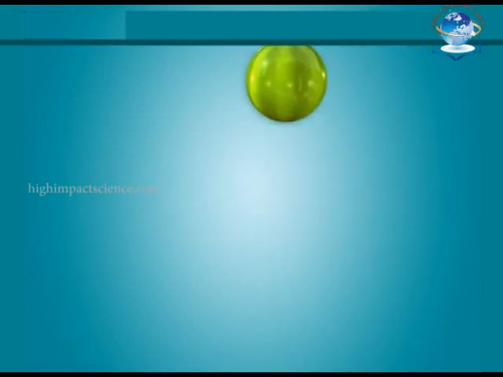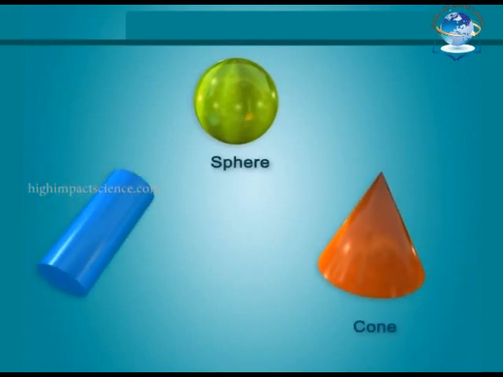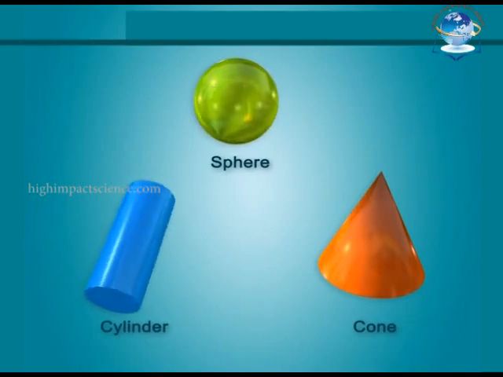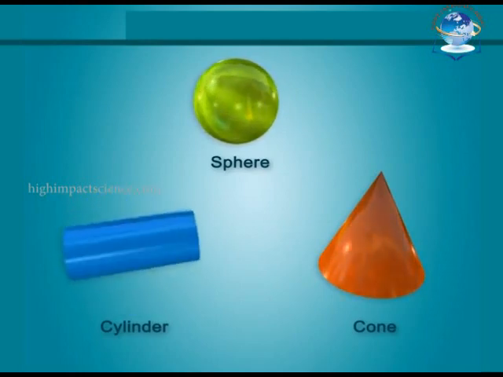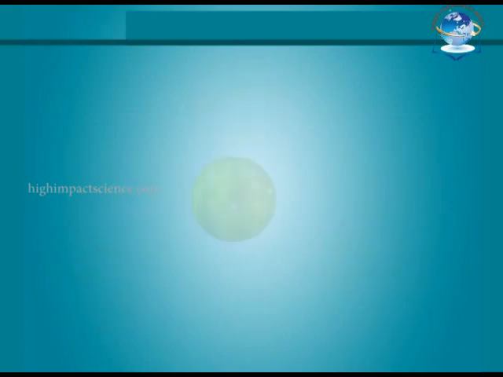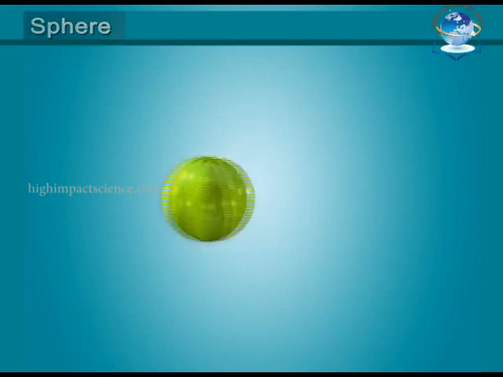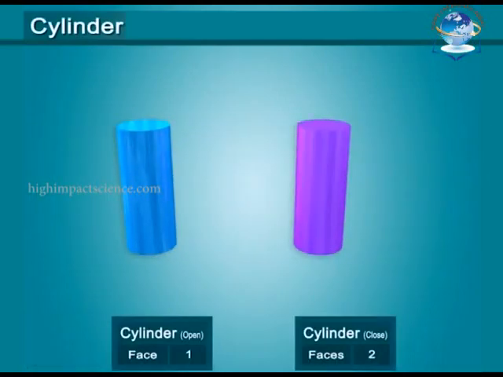More shapes: sphere, cone, and cylinder are curved figures. So they neither have straight edges nor any vertices. As for faces, a sphere does not have a face. A cone has 1 circular face and a cylinder has 1 or 2 faces.